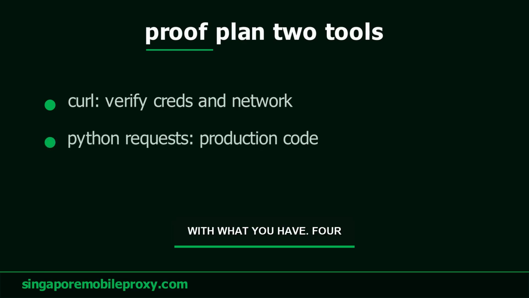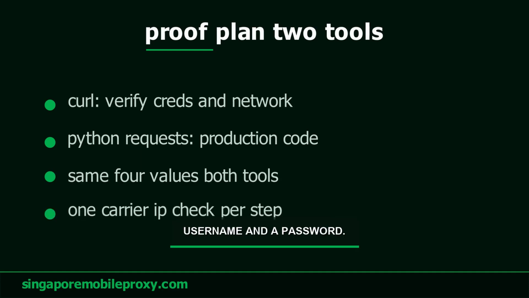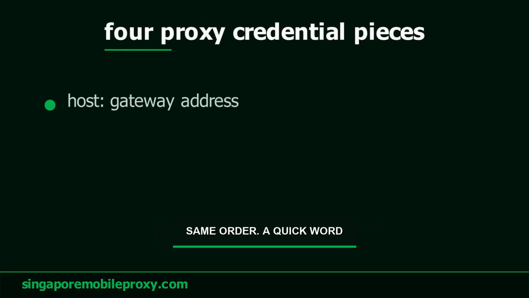Start with what you have. 4 pieces: a host, which is the gateway you connect to; a port, which is one number that maps to one phone on my farm; a username; and a password. Write them down because every command from here uses those same 4 values in the same order.